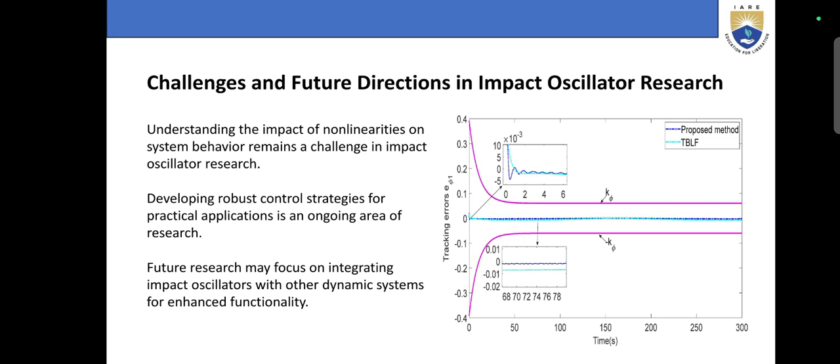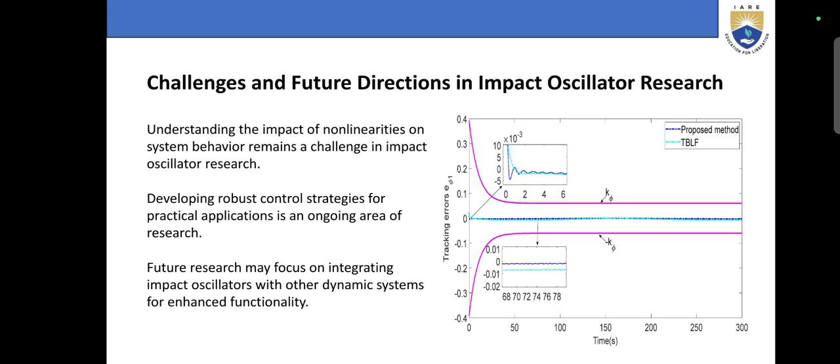Next, challenges and future directions in impact oscillator research. Understanding the impact of nonlinearities on system behavior remains a challenge in impact oscillator research. Developing robust control strategies for practical applications is an ongoing area of research. Future research may focus on integrating impact oscillators with other dynamic systems for enhanced functionality.